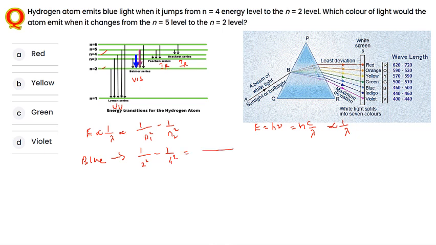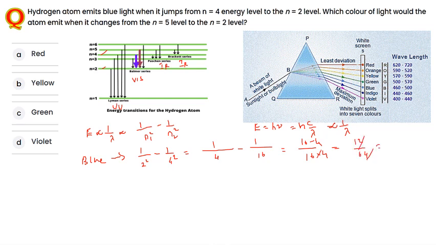The same one here is 1 by 4 minus 1 by 16. You just take an LCM, the common one here is 16. So what you are going to have here is 16 minus 4 over, with 2 square common, 64. You are going to have 12 divided by 64.